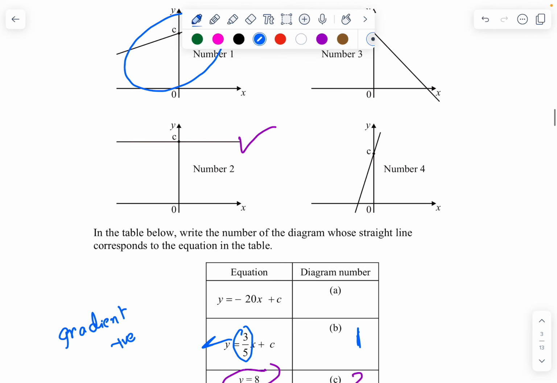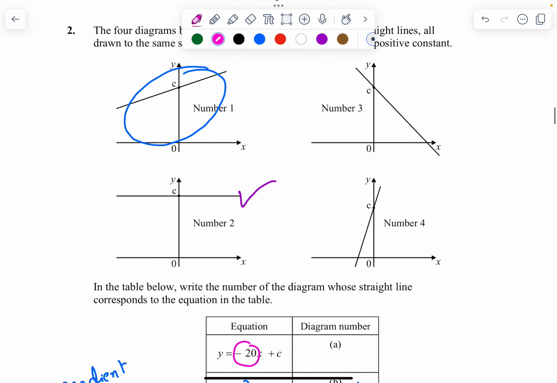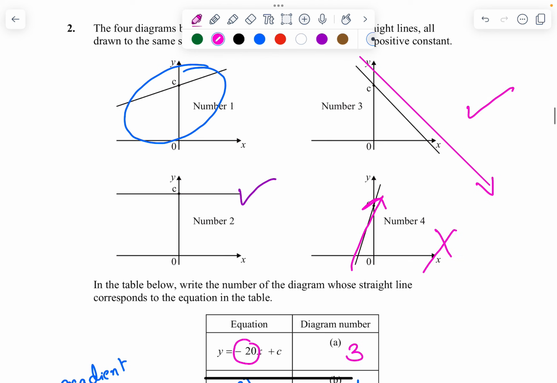Now for this one, minus 20x plus c, we can see that the gradient is negative. So it is coming down. It should be coming downwards, so the only option is going to be diagram 3. Whereas this one is again going upwards, so therefore this is the wrong option. This is the only correct option, which is going down, because gradient is negative. Negative means coming downwards.